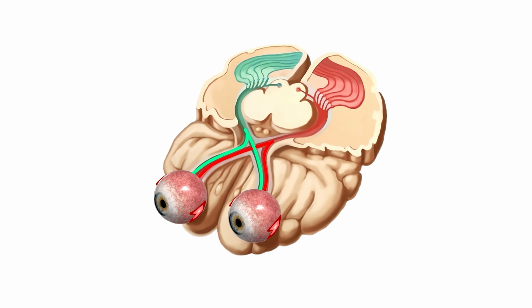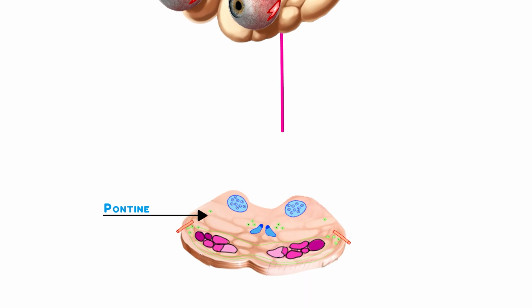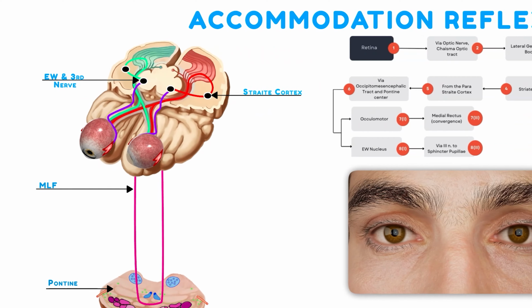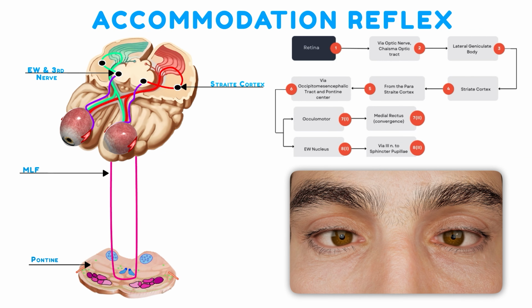Neural control of accommodation. The afferent pathway: light passes anteriorly through the retina, optic nerve, optic chiasm, and optic tract to reach the lateral geniculate body first. Posteriorly, from the lateral geniculate body, it reaches the occipital cortex and then the striate cortex. So that is the afferent route for accommodation.